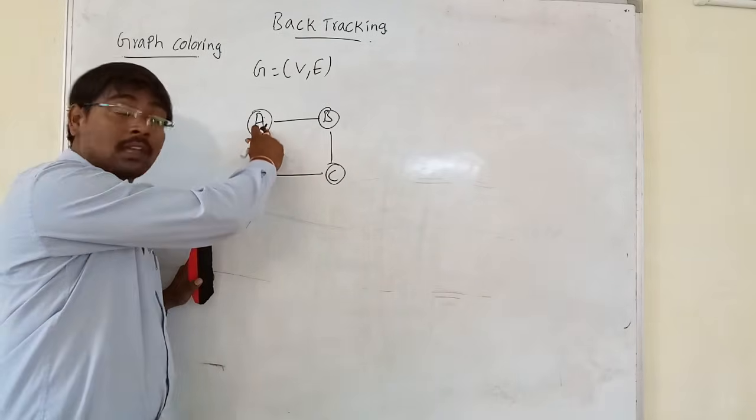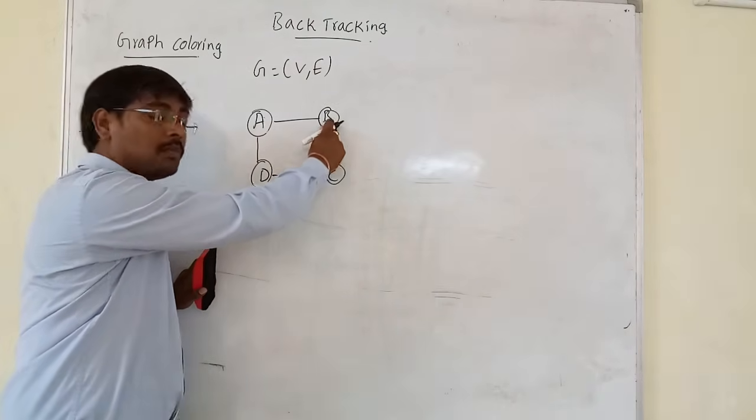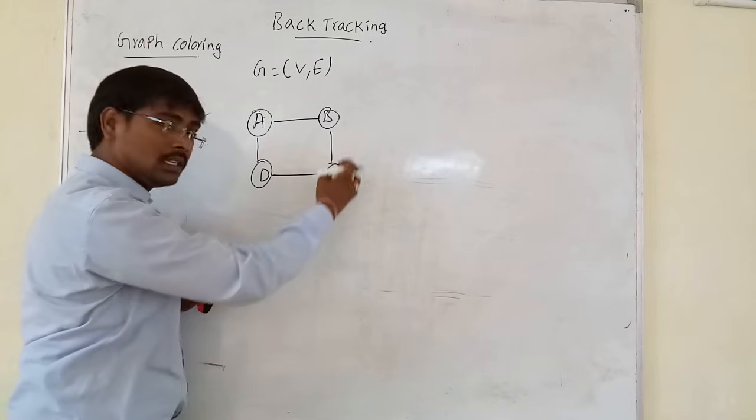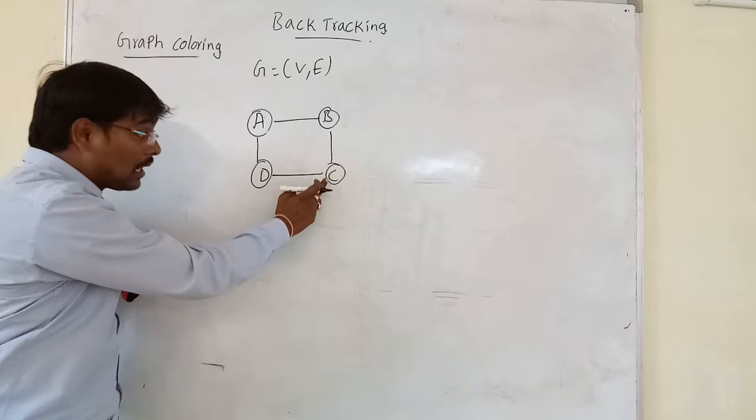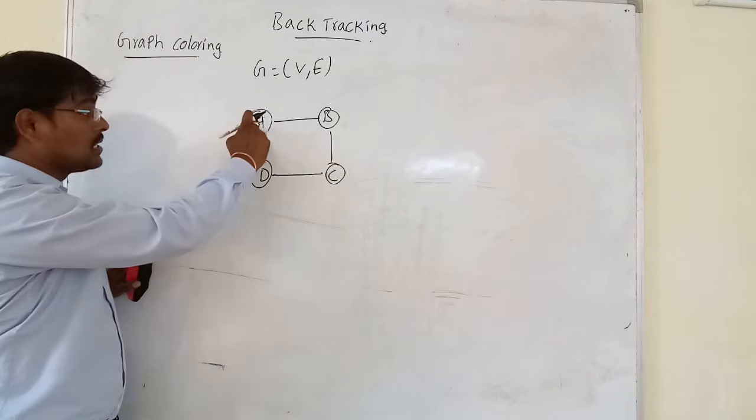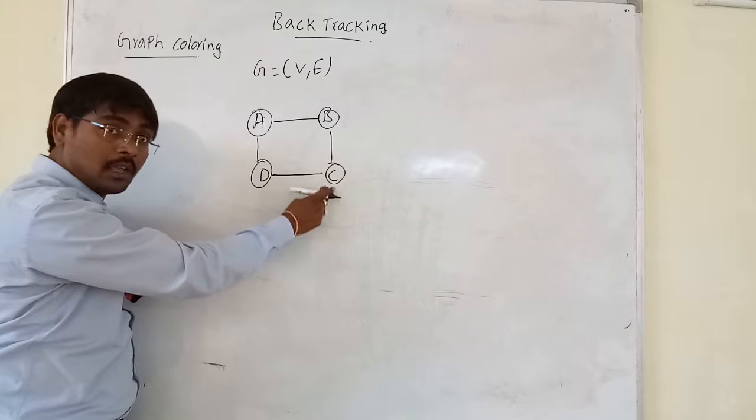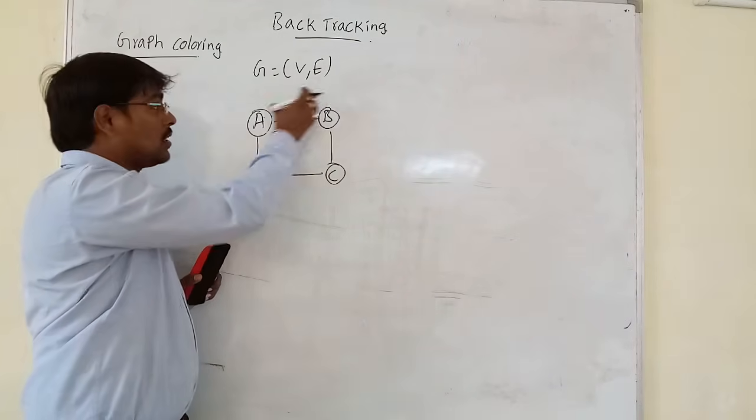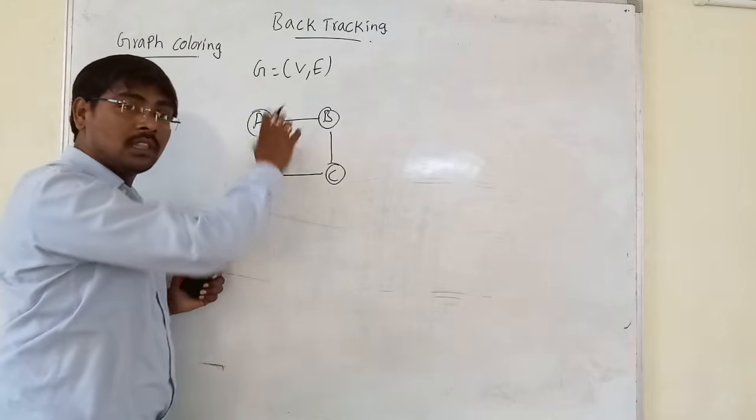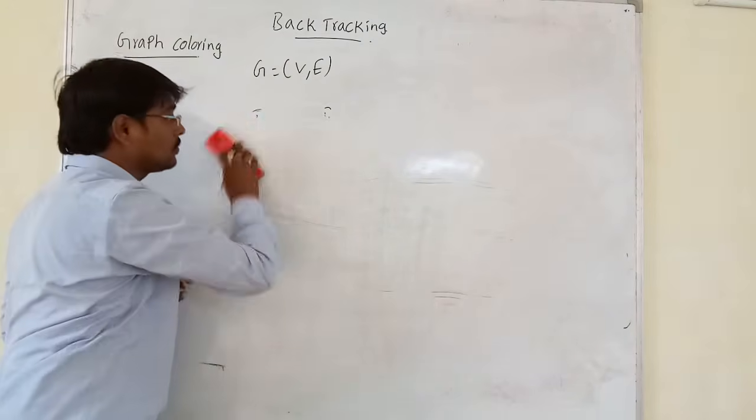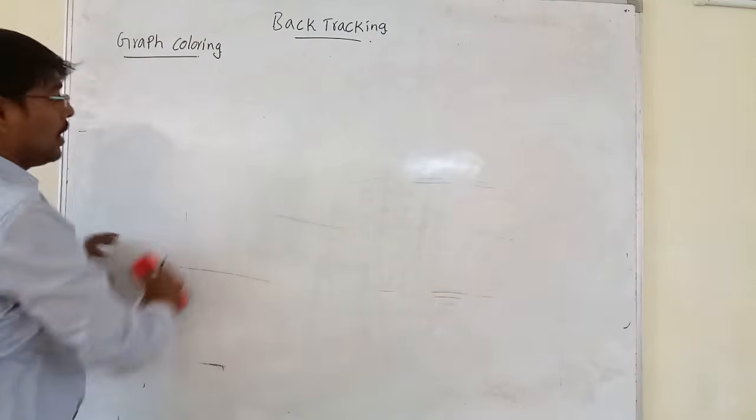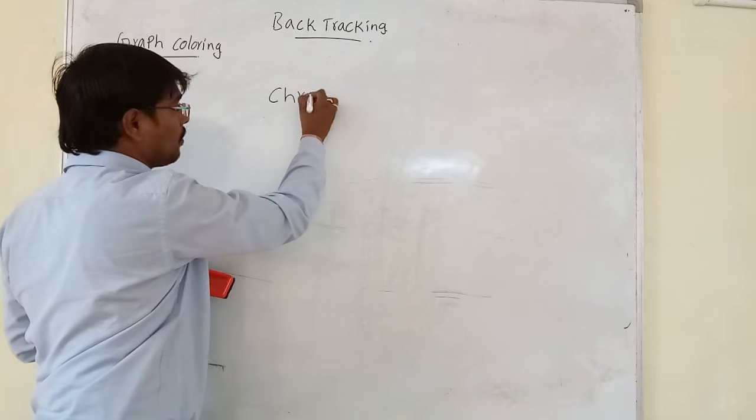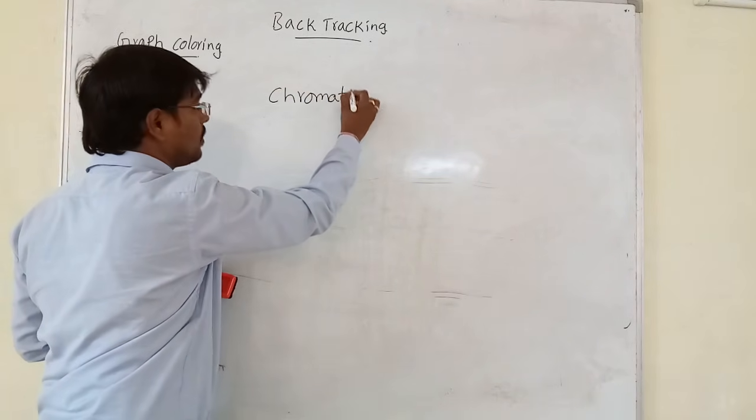Color of A is not equal to color of B. At the same time, color of B is not equal to color of C. Color of D is not equal to color of A and C. That means for each and every vertex, its color does not match with the adjacent vertices. Okay. Next, chromatic number. This is very important.